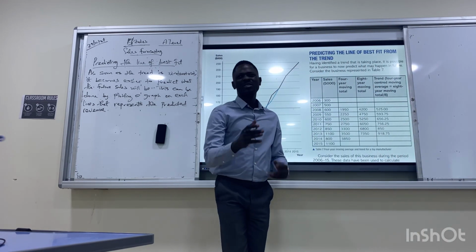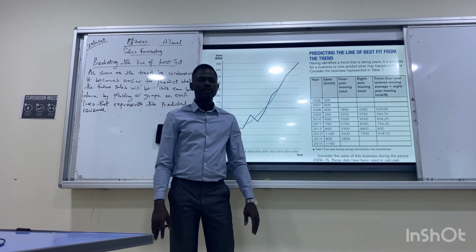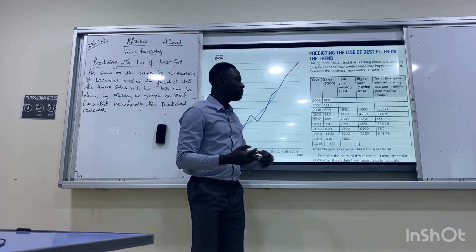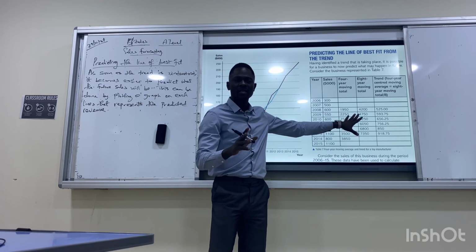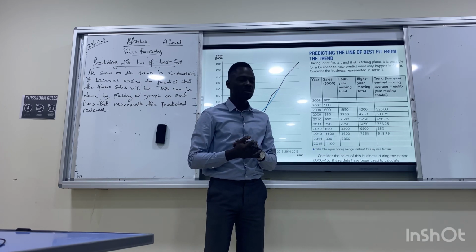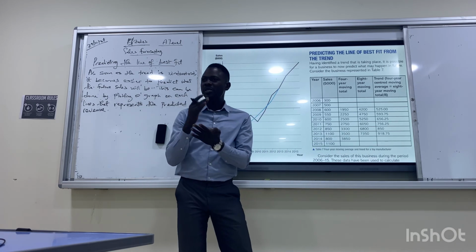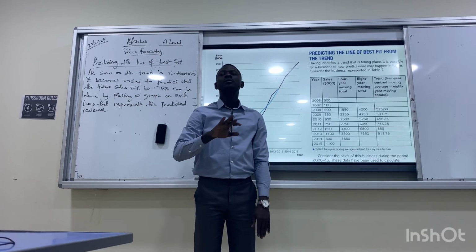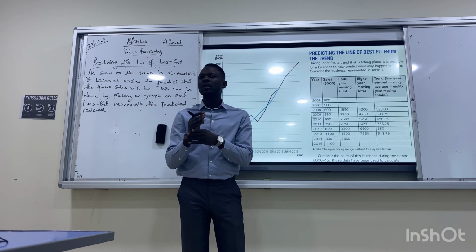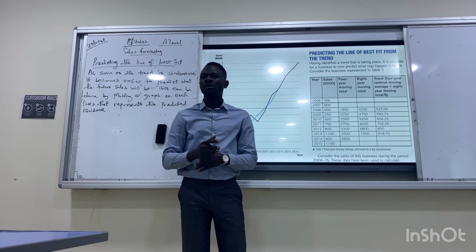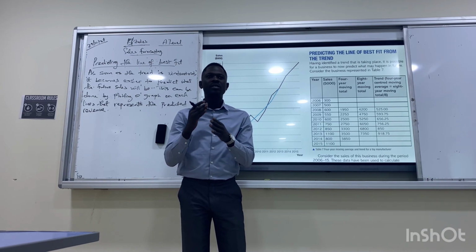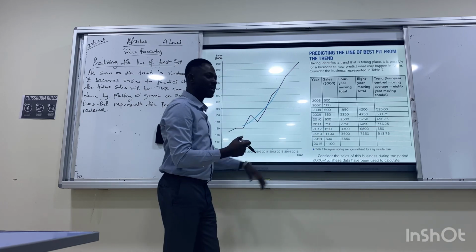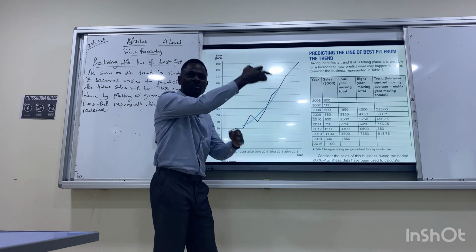Predicting the line of best fit from the trend. We have the trend already, based on the graph analysis we did for third year and fourth year. As soon as we're done with the analysis of the years, we have our figures. Those figures we have will be plotted into the graph. That is what we call a line of best fit.